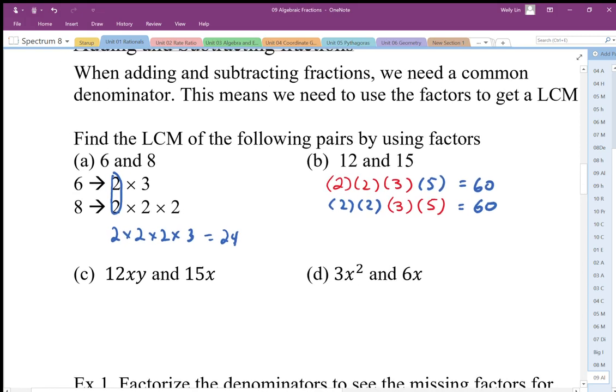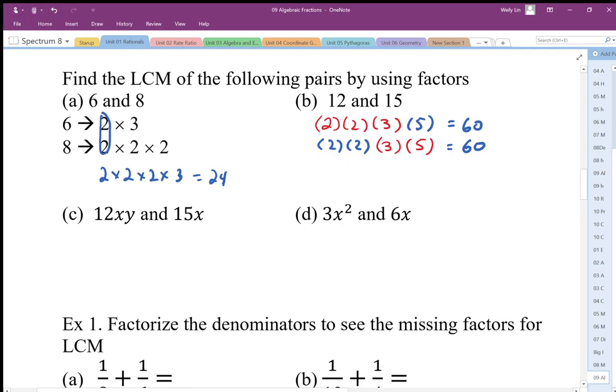Okay, so those are kind of two strategies we can use, and it still works even though I have algebraic pieces, as long as I know what the times and divide pieces are. So if I look at this here, 12xy and 15x, okay, 12xy can be written as, we'll do prime numbers, 2 times 2 times 3 times x times y. Okay, and 15 can be written as 3 times x, and then we have times 5. I'm going to put the times 5 over here.